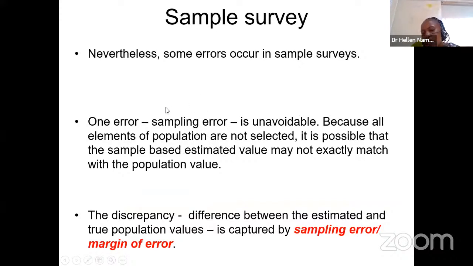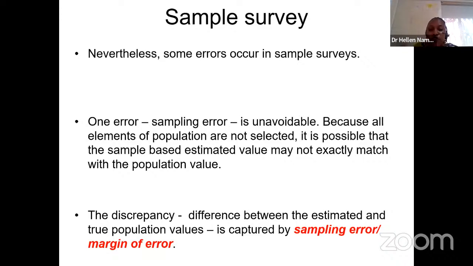It's not avoided. Thomas discussed yesterday experimental designs, and we saw that in experimental designs there are errors too, okay? And as we move on to regression, we are going to see that there's also an error. But the point is, how do we try to make this error as minimal as possible? Because all elements of the population are not selected, it is possible that the sample's best estimate value may not exactly match the population value or the true value.